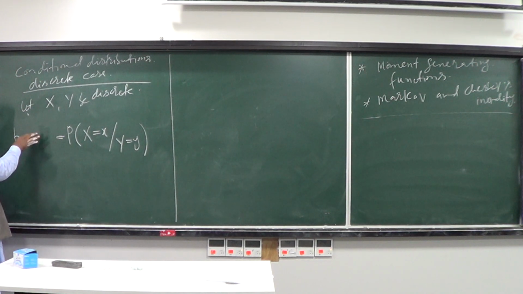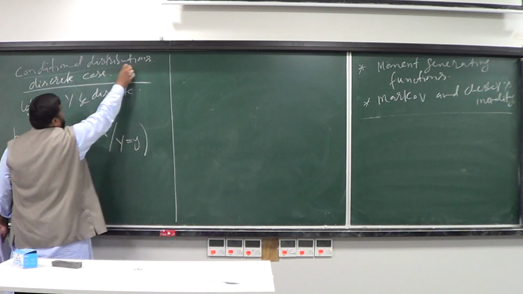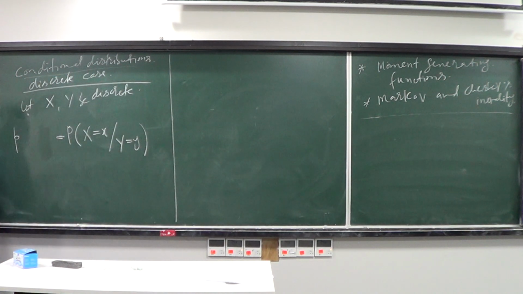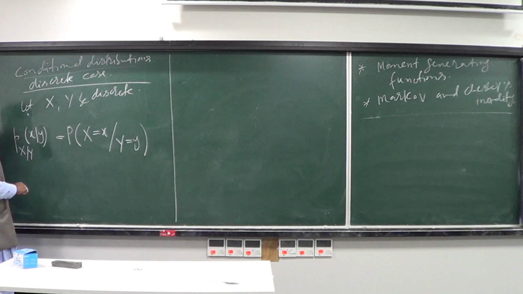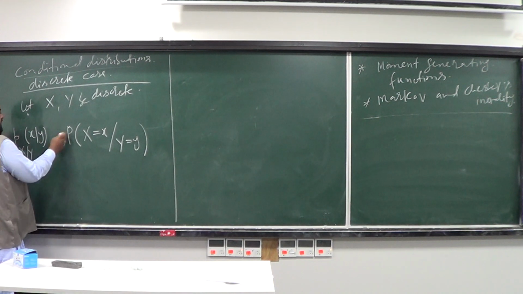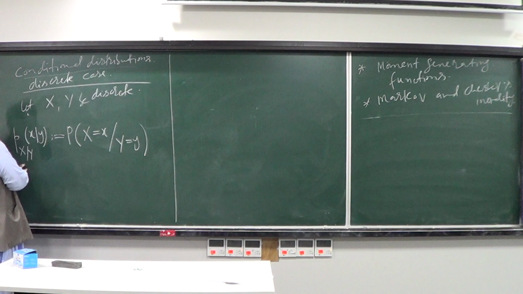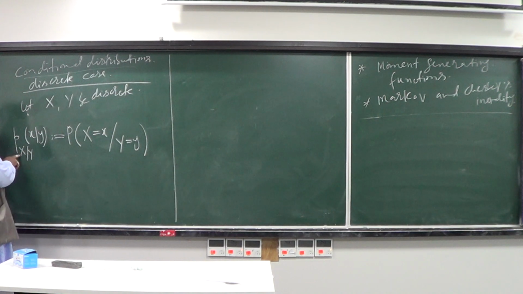So this probability is basically the conditional distribution of X given Y. I'm going to denote such a conditional distribution of X given Y by this notation, X given Y. So what does this notation mean? It means: what is the probability that X takes the value x, given that Y takes the value y?